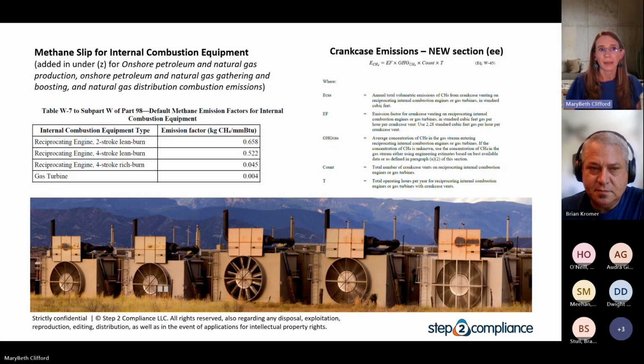And then the methane slip for internal combustion equipment. Here's the Table 7 that is new in there, and those factors. And you can see it's a pretty significant difference between the lean burn and the rich burn engines that they have. And then also the crankcase emissions being a new section, and it's a very small section in the rule.